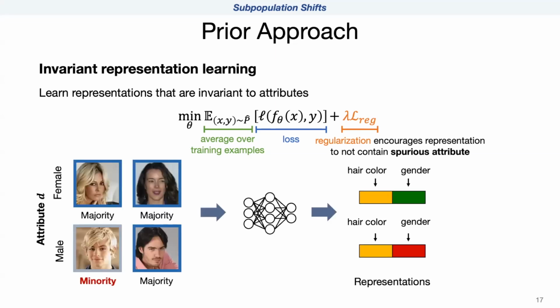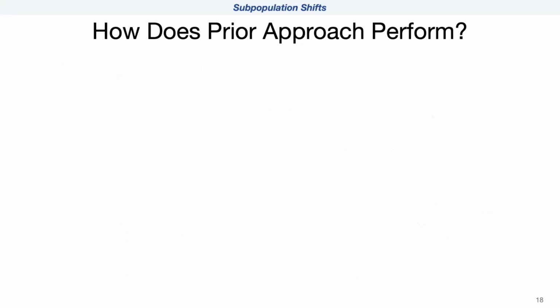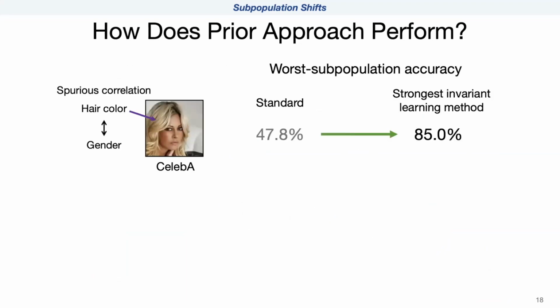Let's see how this method works. We have the dataset and we feed it into the model, and we get the representations, which contain the hair color information and the gender information. Then we use these regularizations to align the representations over different attributes and try to remove the gender information. This approach can perform pretty well on datasets with salient spurious correlations, like this CelebA, which has spurious correlations between the hair color and the gender. We can see this kind of method performs pretty well if we evaluate on the worst subpopulation accuracy compared with the standard supervised learning approach.